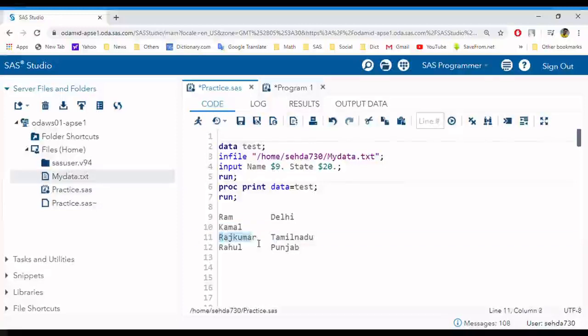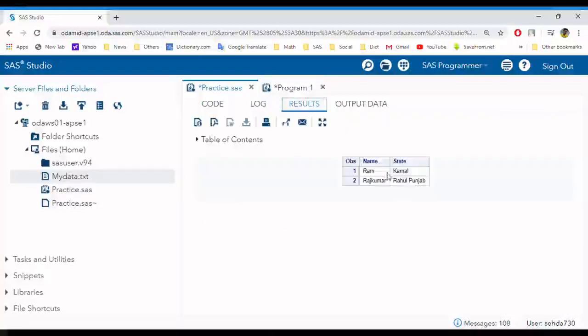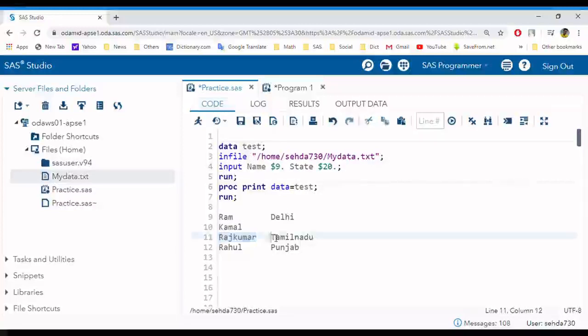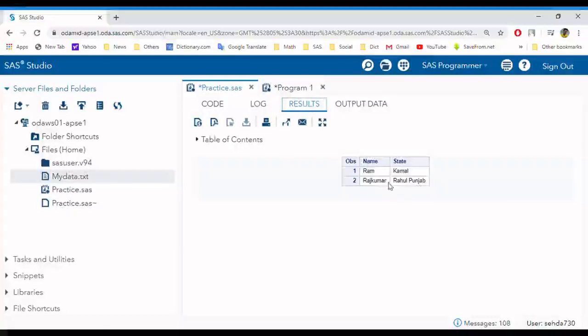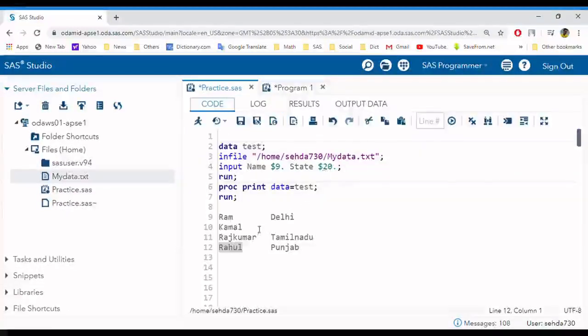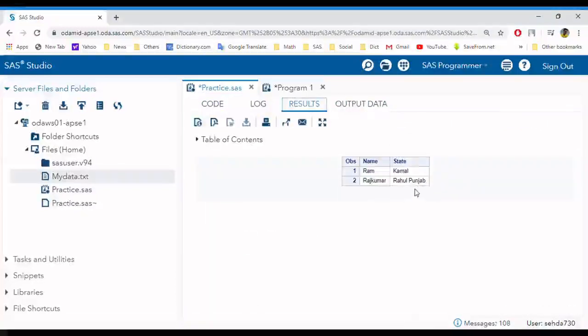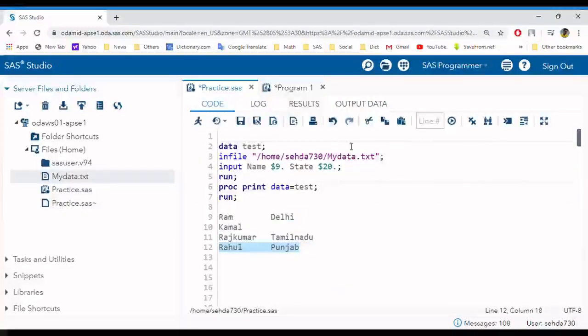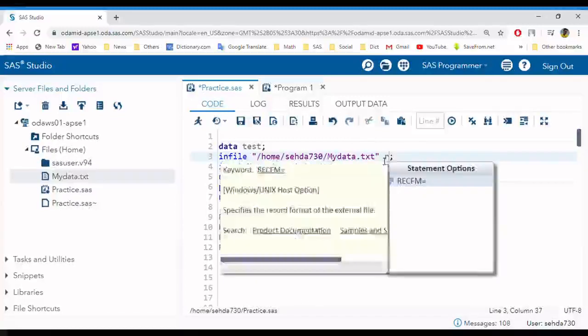And then Rajkumar, it will read in the second line, the first variable under name, right? Then again it will check to read under state. It will check Tamil Nadu, its length is not 20, so it will not take it. So that's why it will directly go to Rahul, and Rahul will go up over here, right? And it will go till length 20. So it will try to read 20. So that's why that Punjab comes up over there. So this is how that works. So this is actually the work of Truncover.